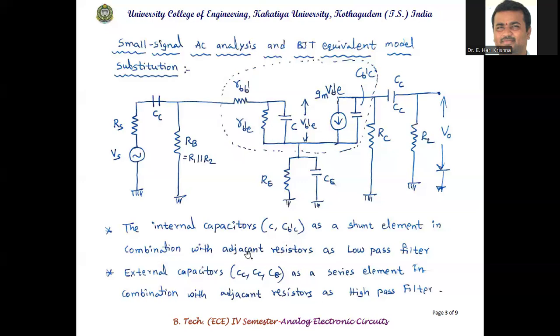The internal capacitors C and CB-C, as shunt elements in combination with adjacent resistors, act as a low-pass filter. The external capacitors CC, CE, and CC, in combination with the series element resistors, form a high-pass filter. So we'll see three different analyses: mid-frequency analysis, high-frequency analysis, and low-frequency analysis.